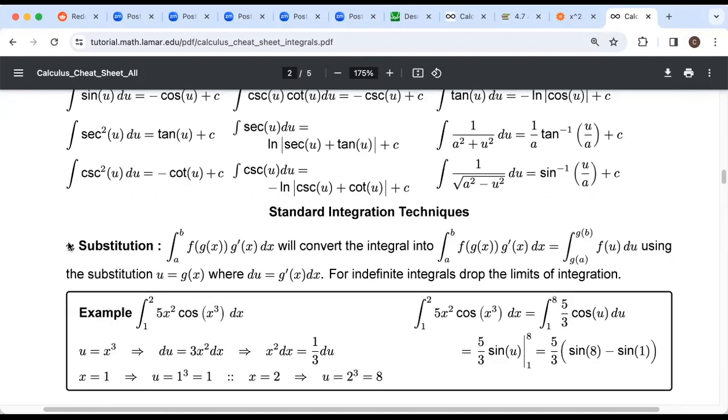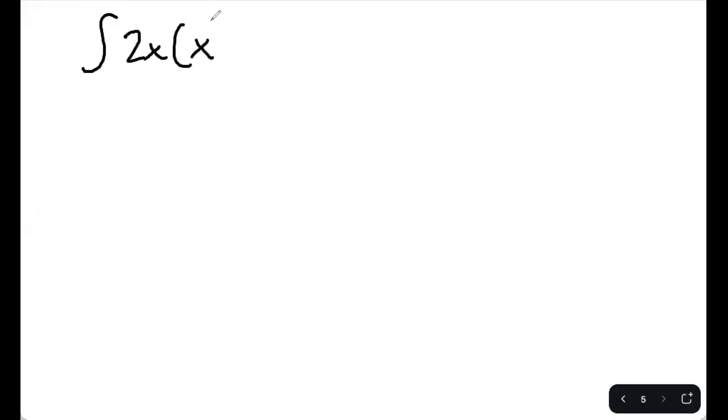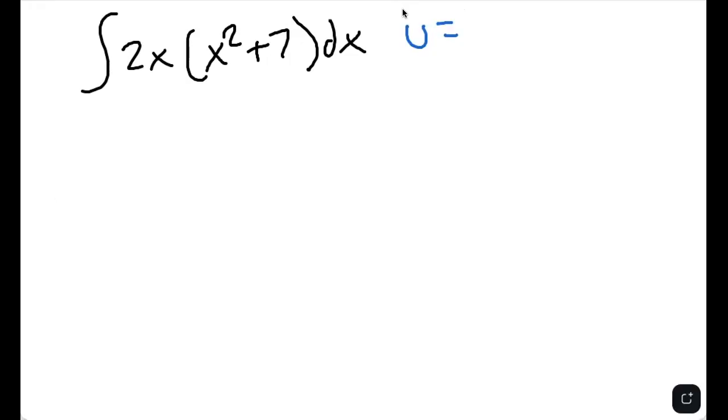Use substitution. This is something you will learn in Calc 1, so this is important to know. Let's do the integral of 2x times x squared plus 7. In reality, there are two different ways you could do this integral. The whole idea of u substitution is I have those 20 formulas that I know. Those are the only integrals I can do, right? So I have to write this integral in terms of one of those.